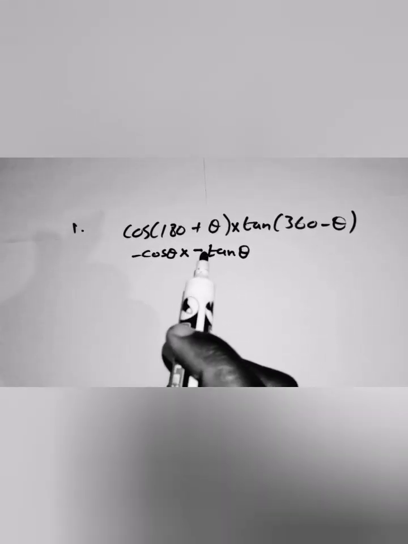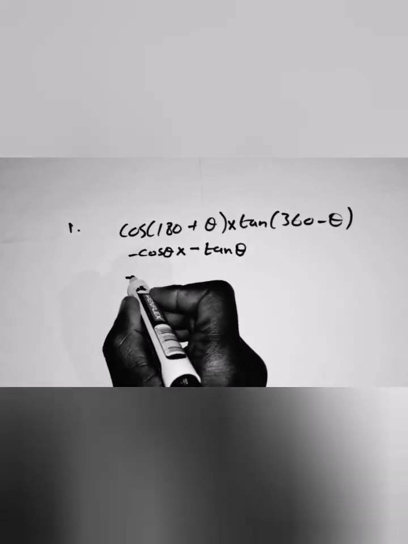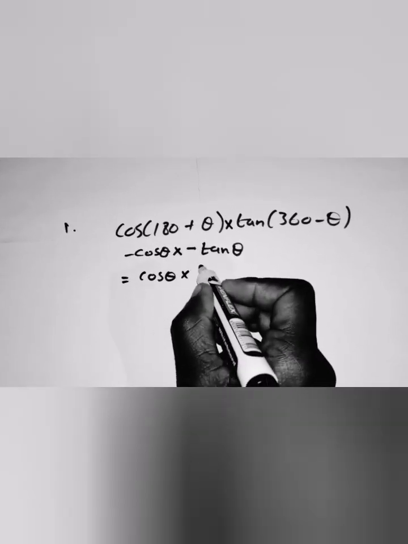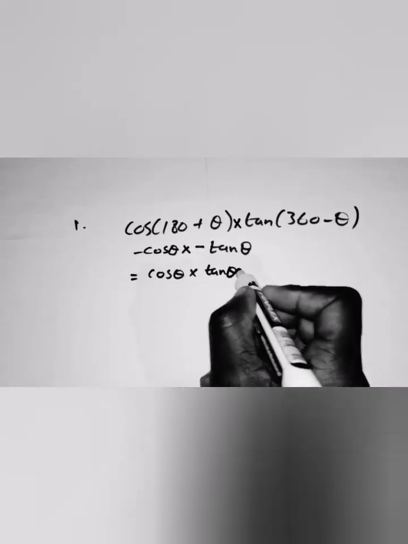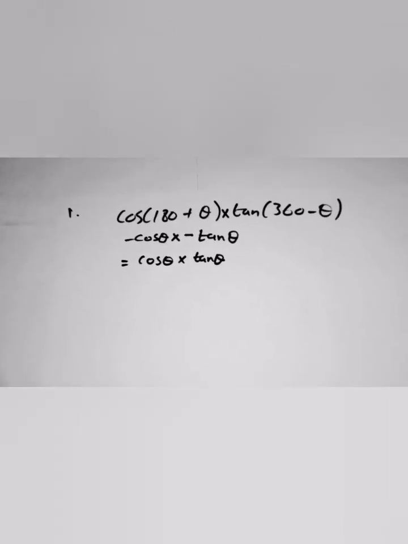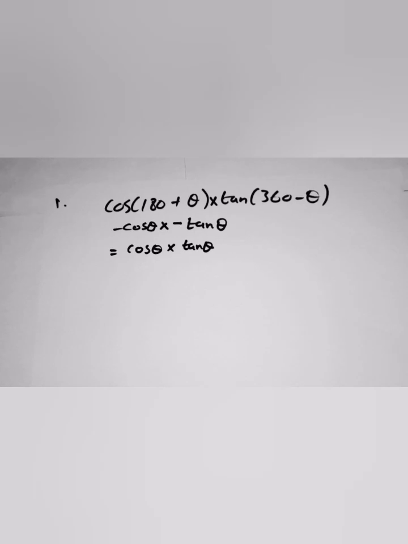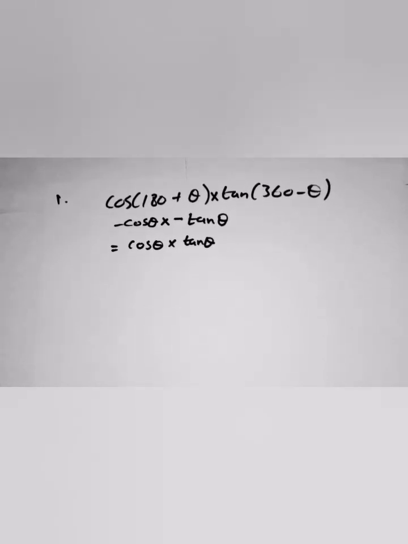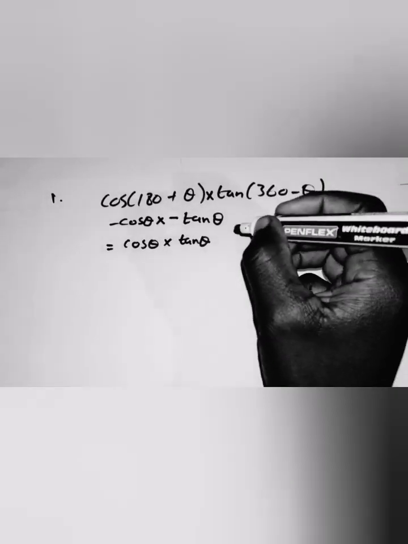Now after here, you simplify. Now the negatives, they will multiply. You get what? The positive cos times positive tan of theta. Remember that we dealt with this in our trig identities. If you didn't watch it, make sure that you watch it, because here we're going to discuss a little bit of trig identities.